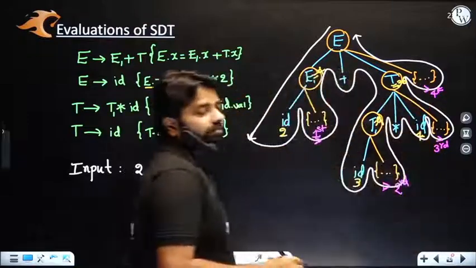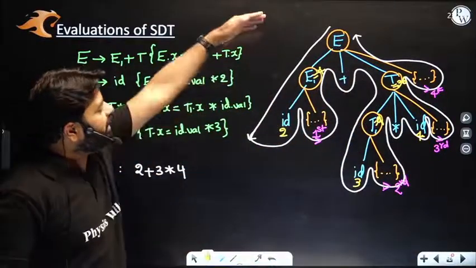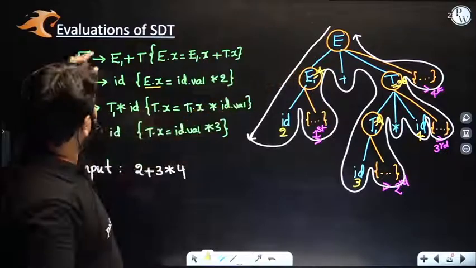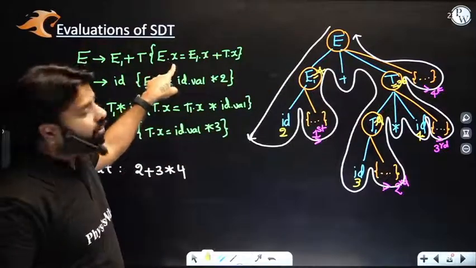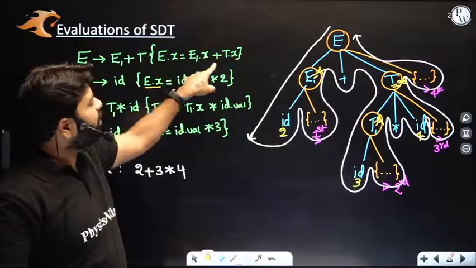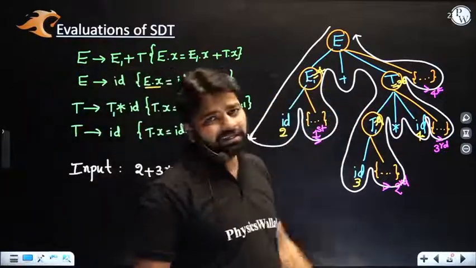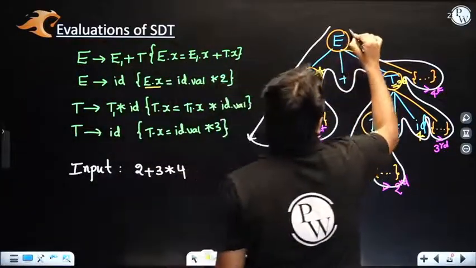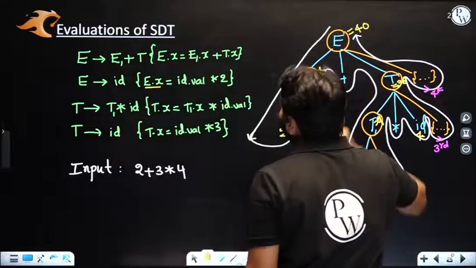36. Then the fourth translation is E derives E plus T. That root is equal to E1 plus T, which is 4 plus 36, going to be 40. So the E dot x value computed at the root is 40.